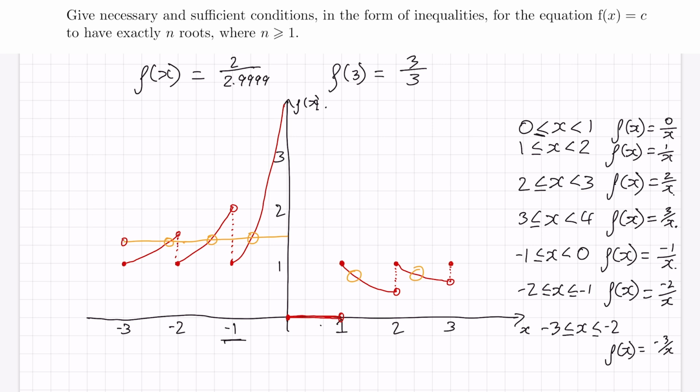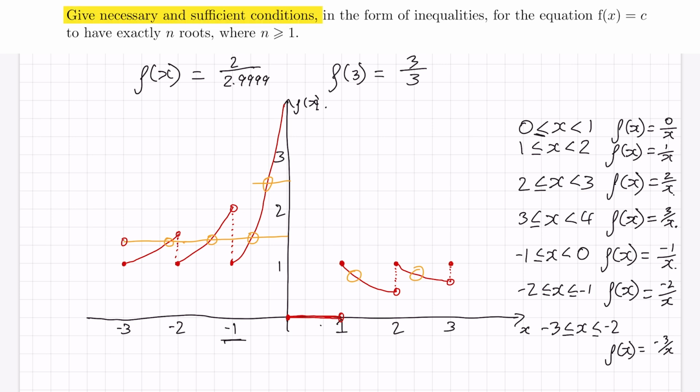But you'll also know on the other side, if we have c bigger than 2, we also have only one solution. So what they're actually asking us to do is, they give us a random number n, could be 7, 17, 264. I need to give conditions on c to get exactly that many roots. Okay, so then going back to the first bit, give necessary and sufficient conditions.